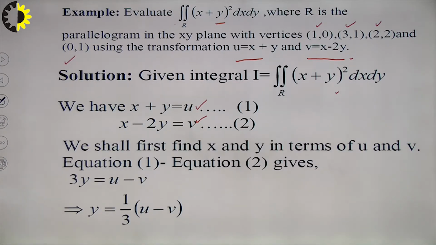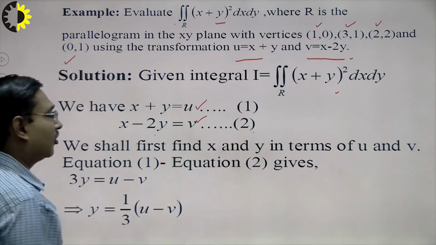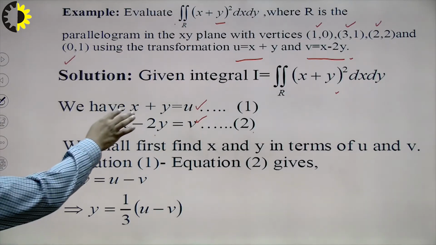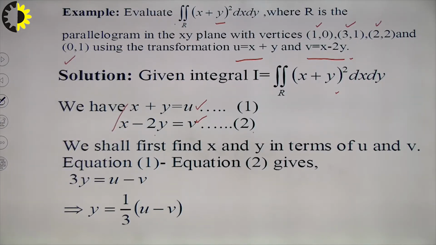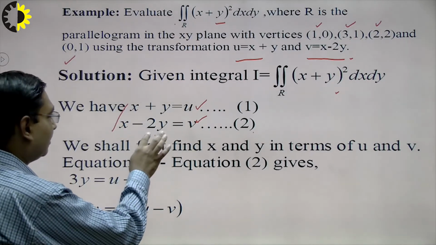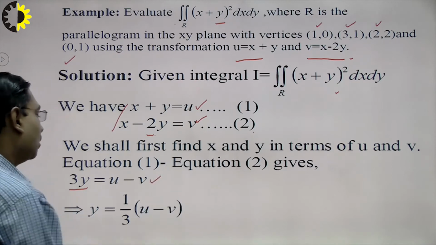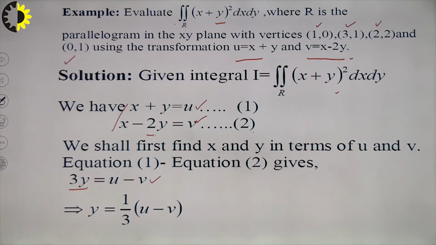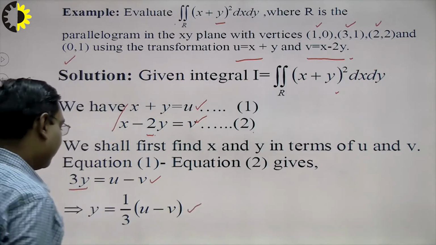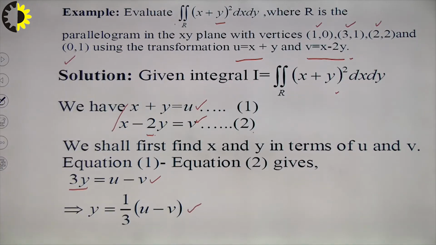For this, suppose we first find y. If I subtract equation 2 from equation 1, then these terms of x will cancel out and I will be left with y plus 2y, that is 3y. In the right hand side it will be u minus v. The value of y from this relation will be written as 1 upon 3 (u minus v).